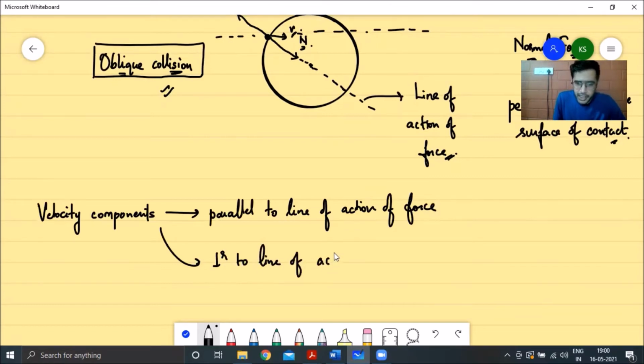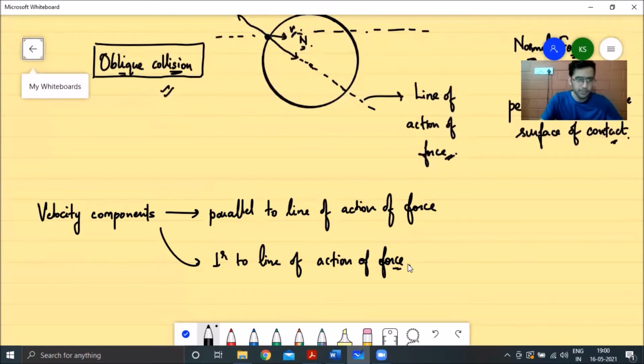So once you know that you're dealing with an oblique collision problem, what's the next step? The next step is that we need to find out the velocity of the two particles after collision. So we'll now divide the velocity of the particle into components parallel to the line of action of force and perpendicular to the line of action of force. So let me apply this step for this particular question.